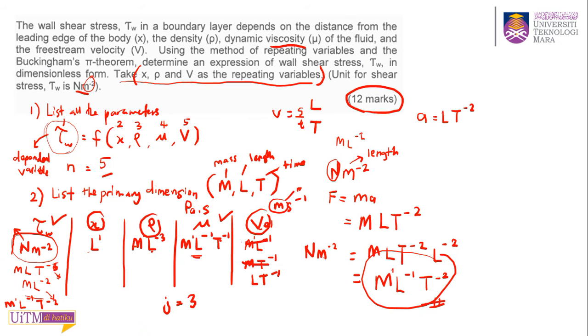Okay, so M1 L minus 1 T minus 1 for mu. And then we have x with L1, to the A2. And we have rho, M1 L minus 3, to the B2. And we have V, L1 T minus 1, to the C2. Okay, again solve the equation for the exponents.